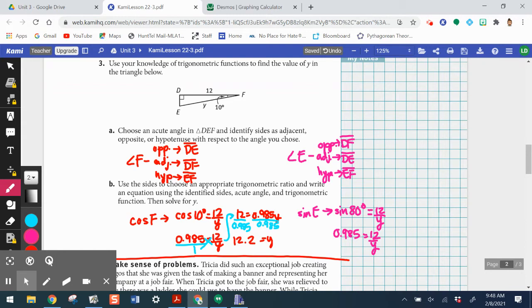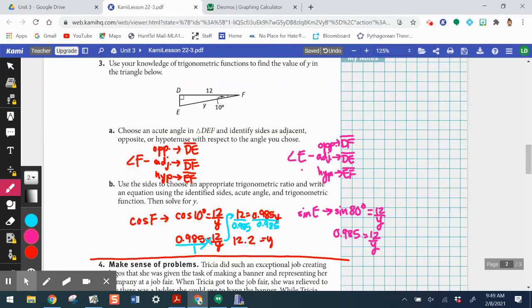Now hopefully we're getting a little more comfortable with figuring out which trig function to use. So item A said choose an acute angle in triangle DEF. And again, I'm splitting the choices here. You could have chosen angle F, and I imagine the majority of students, and it would make sense, go ahead and use angle F because we already know the measure of that angle. To use angle E, we actually have to find the measure of angle E. So for testing purposes, by all means, if you're given angle F, use angle F as your acute angle.